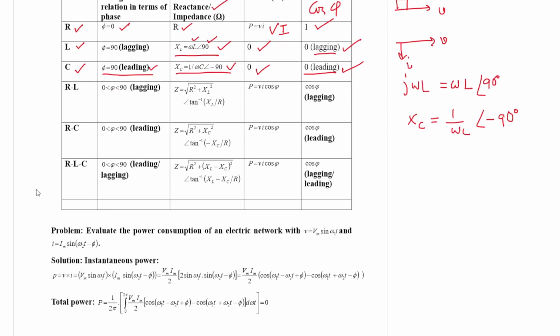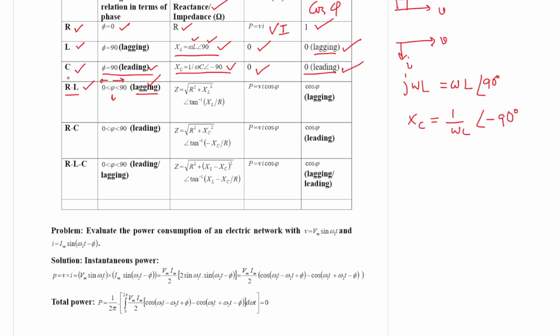Now if we have a series RL circuit, the power factor angle phi can take any value between 0 and 90 degrees depending on the values of R and L. If R is more, phi is most likely tilted towards 0 degrees. If L is more, phi is most likely tilted towards 90 degrees. And since the current is lagging, the angle should be lagging in nature.